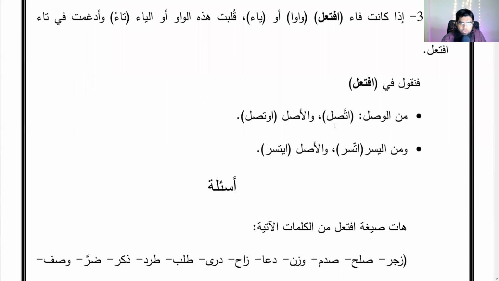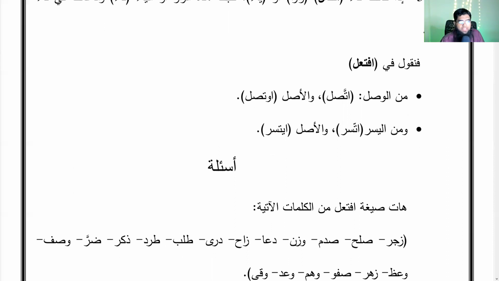So what's the root letter? If you don't know this rule, you'll be searching for ta, sad, lam. No, it's not ta. It was ivtasala. Same thing, min al-yusri, from easy, to make something easy: ittasara. If you don't know, you'll be searching for ta, sin, ra, but it is actually ya, sin, ra. It was itasara. Ittasara is also to facilitate something, I guess.